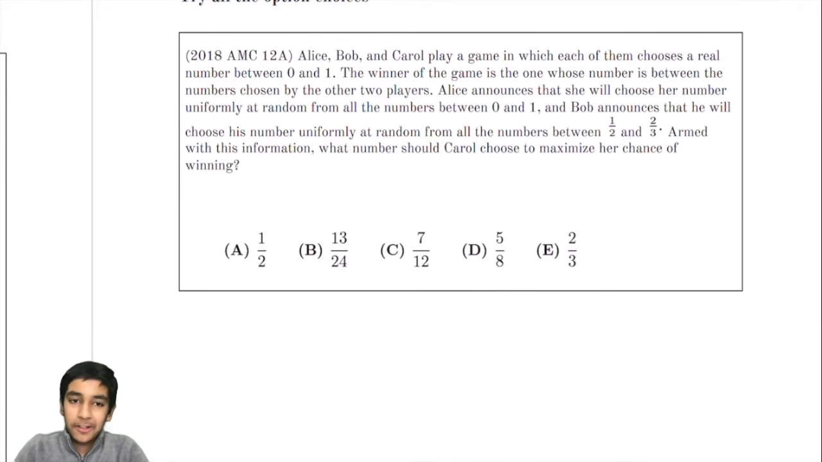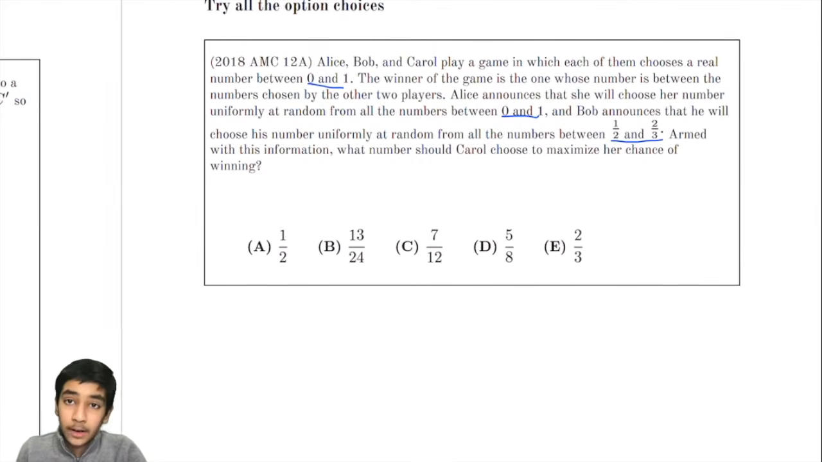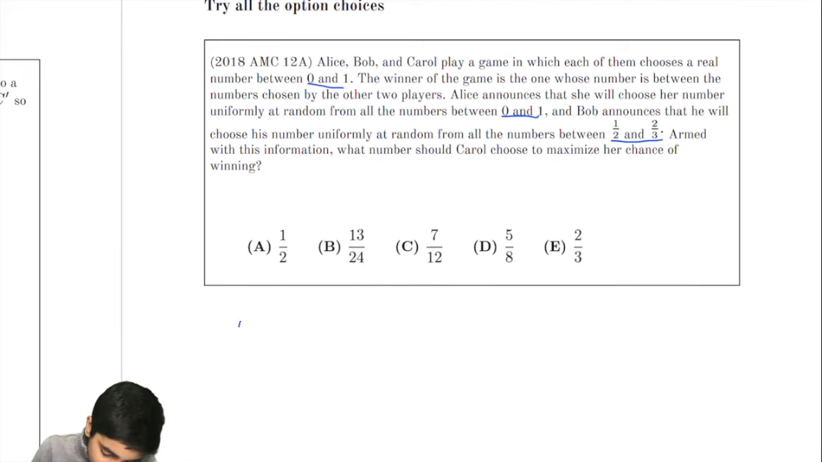Okay, so the next technique we're going to learn about is trying all the option choices. So in this problem, we have Alice, Bob, and Carol playing a game. They each choose a number between 0 and 1. Alice announces she's going to choose a number between 0 and 1. Bob says he's going to choose a number between 1/2 and 2/3. And we want to find what number Carol should choose to maximize her chance of winning, or getting in between Alice's and Bob's number. So let's just write it down. A is 0 to 1.